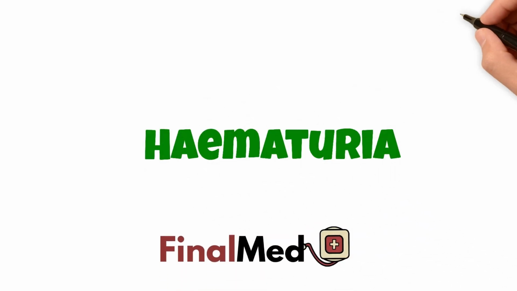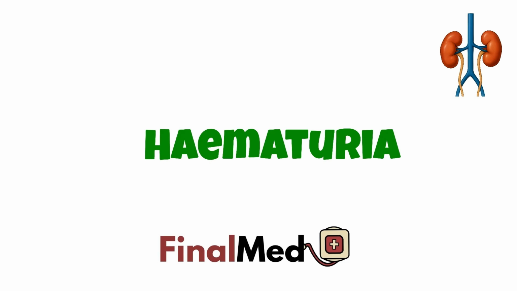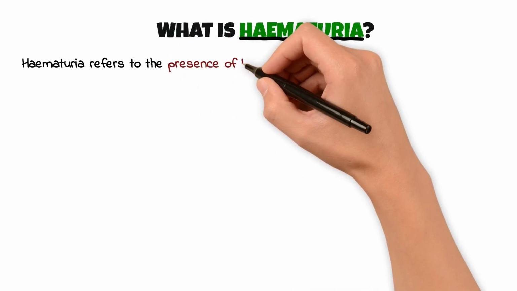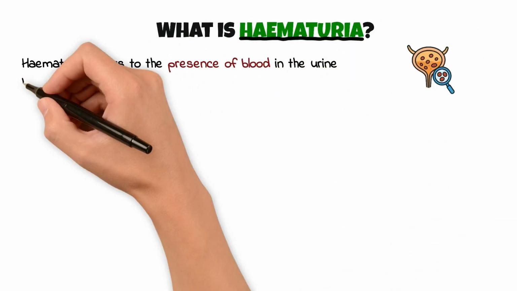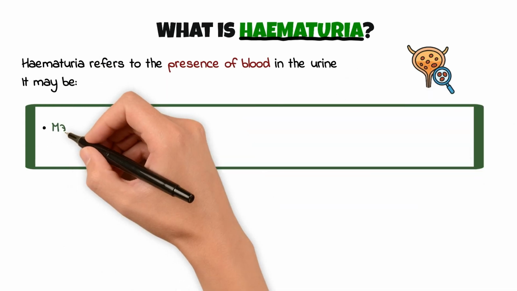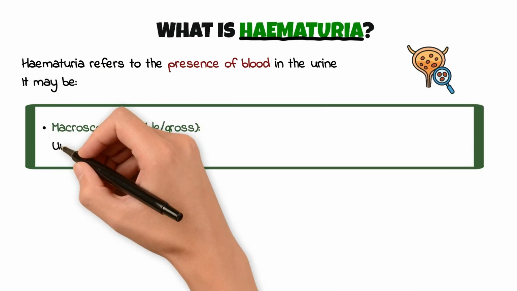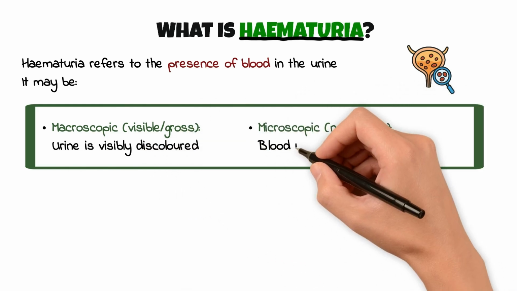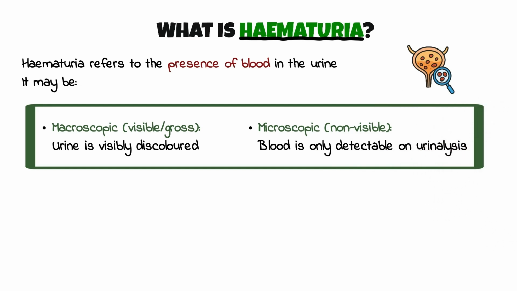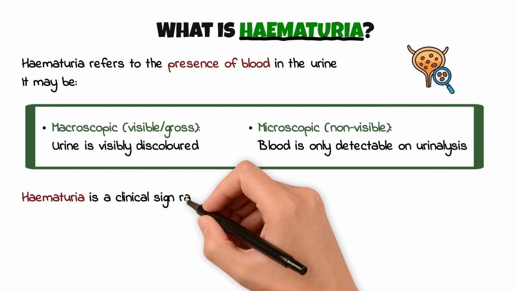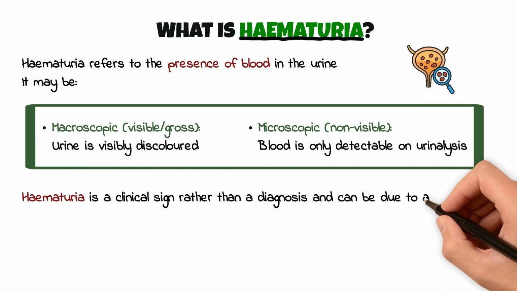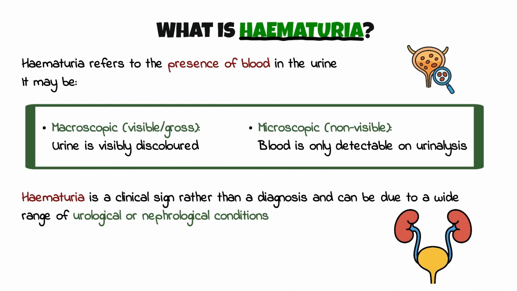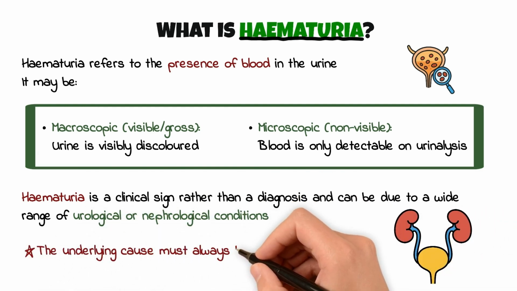Haematuria. Haematuria refers to the presence of blood in the urine. It may be macroscopic, visible/gross, urine is visibly discolored; microscopic, non-visible, blood is only detectable on urinalysis. Haematuria is a clinical sign rather than a diagnosis and can be due to a wide range of urological or nephrological conditions. The underlying cause must always be investigated.